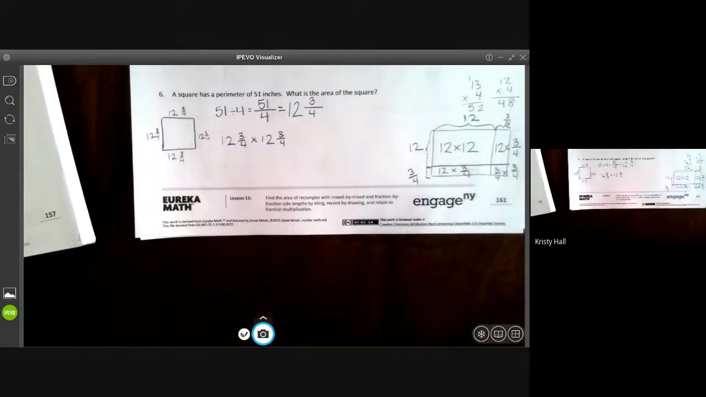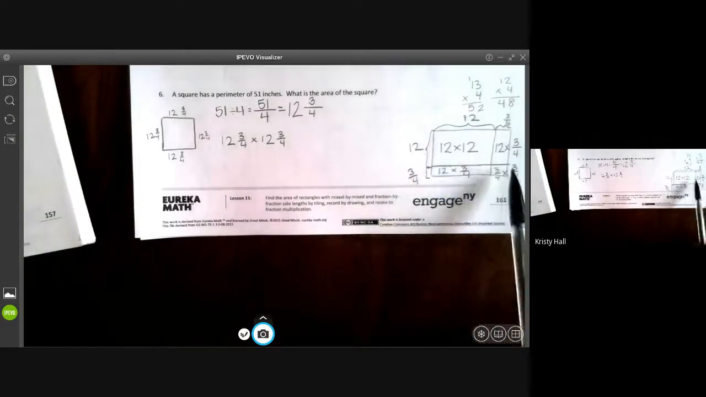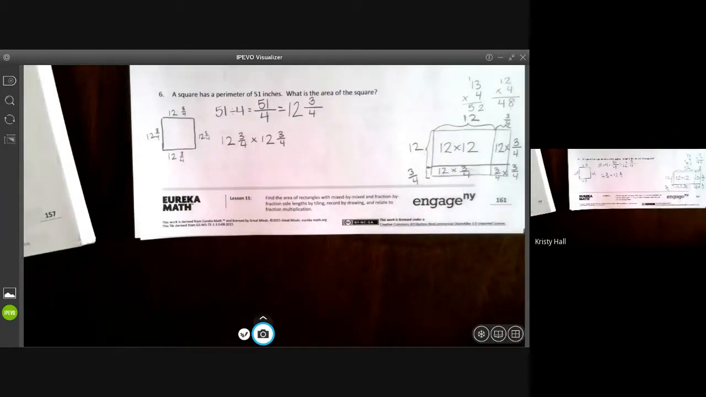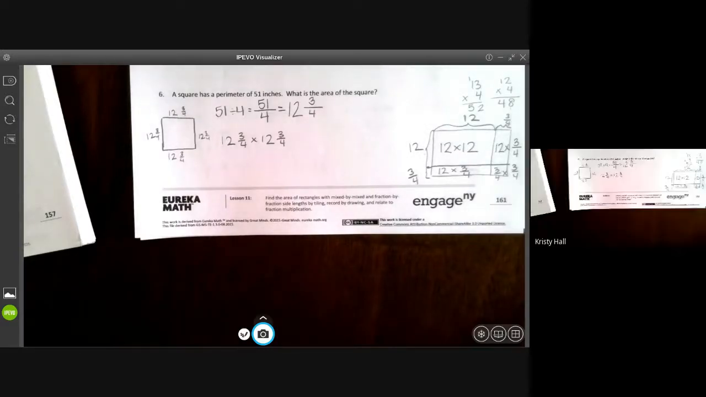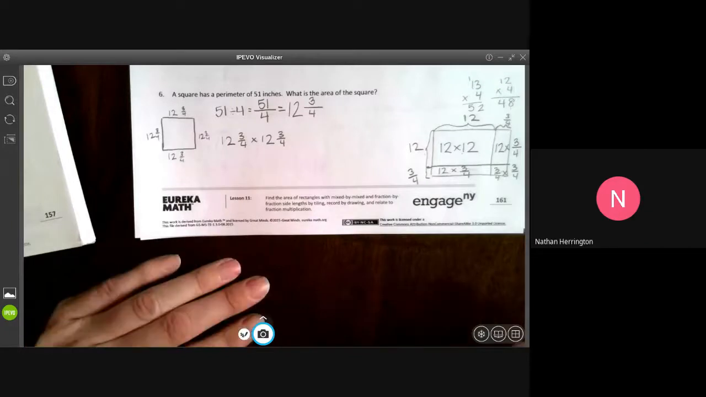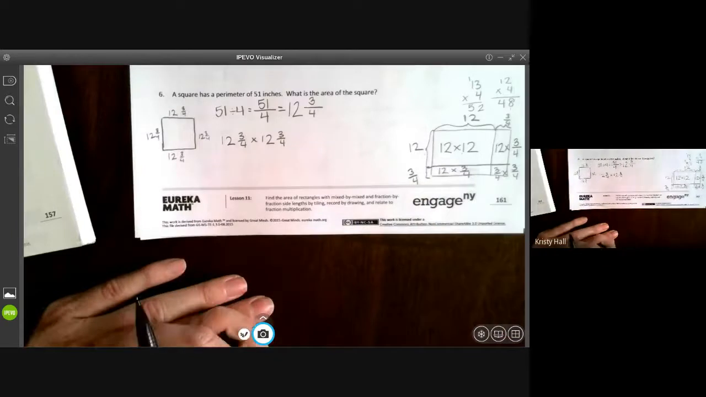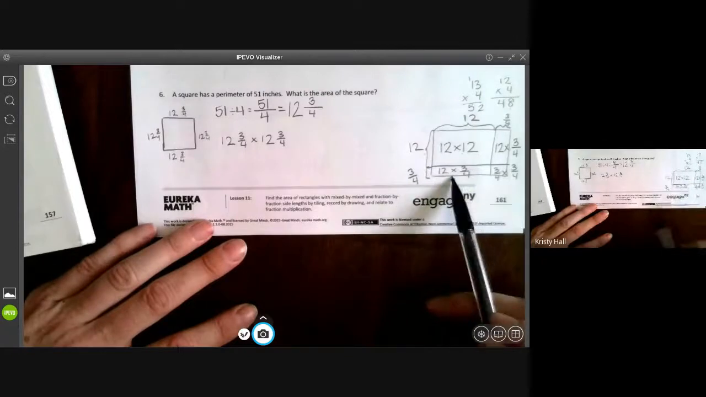Okay, so you guys, after you've done this work in your area model, what do we do with all that information now? Is Nathan Harrington still there? He is here. Can he tell me what I'm supposed to do with all these things in these boxes? Multiply them. What do I multiply, this times this times this times this?